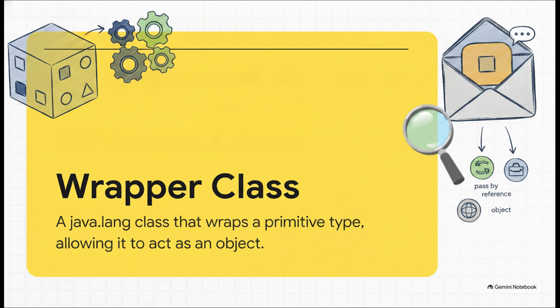A wrapper class is a specially designed class from the default java.lang package that literally wraps around a primitive data type. By putting our simple primitive inside this wrapper, it transforms into a fully functional object. This lets us pass it by reference and unlocks a massive toolkit of built-in methods.